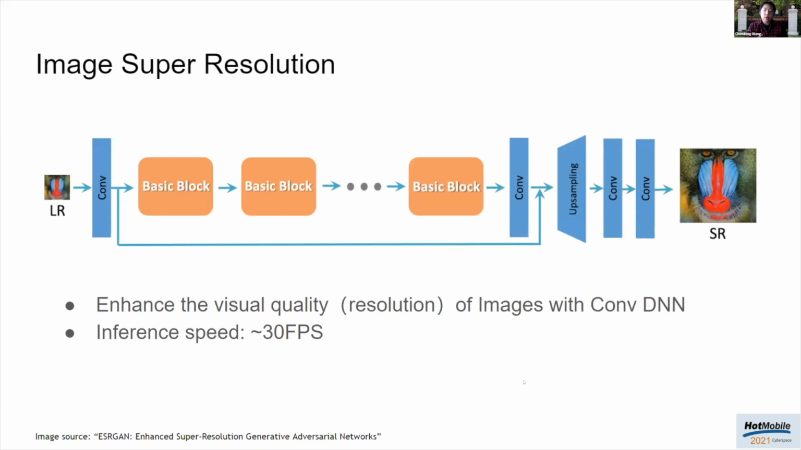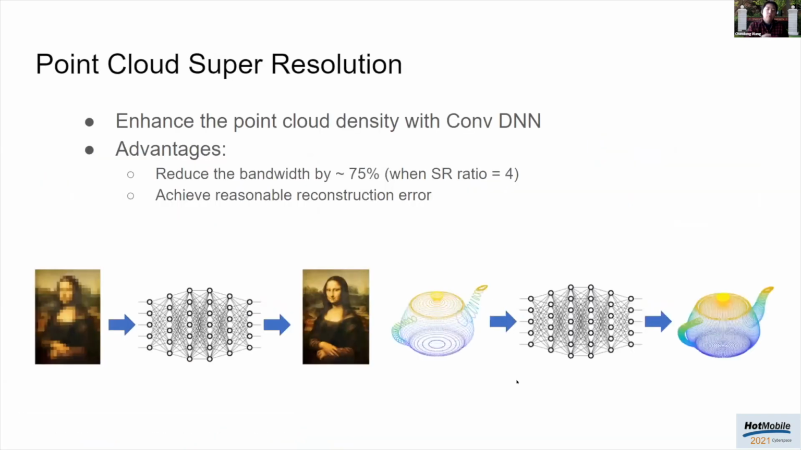In the computer vision community, there's a technique called super resolution, which allows us to train a convolutional deep neural network that can enhance the visual quality of a 2D image. On a commodity GPU, we can convert images from low resolution to high resolution at about 30 frames per second. Recently, super resolution research has been extended to 3D point clouds. Point cloud super resolution is also a learning-based approach to enhance the point cloud density while maintaining the outline. The video will look more concrete with higher density, and thus the video quality will improve. With such reconstruction capability, we can reduce the bandwidth usage and also achieve reasonable reconstruction error.